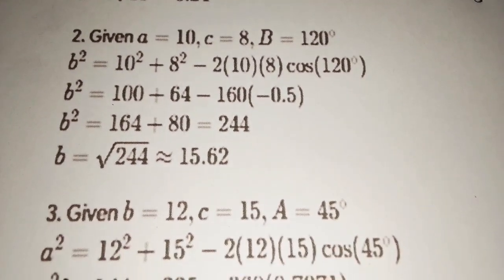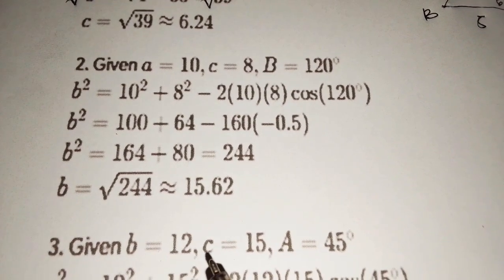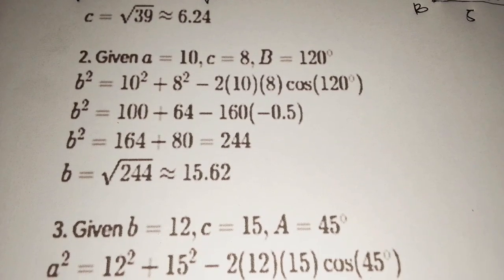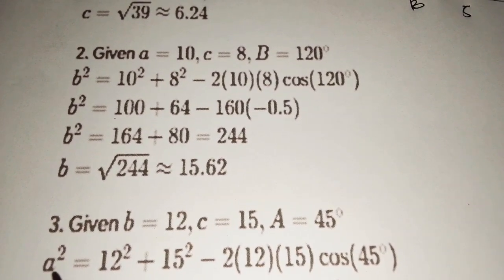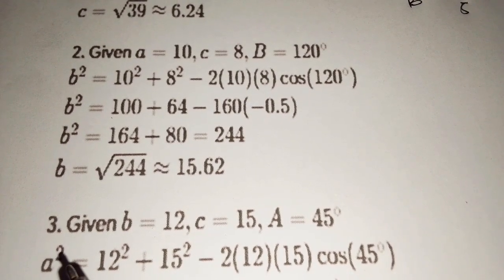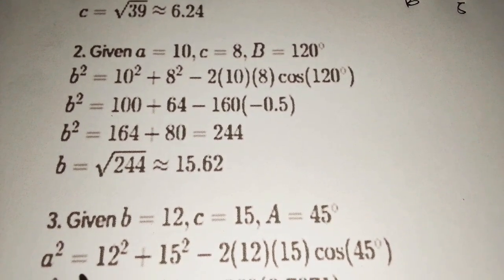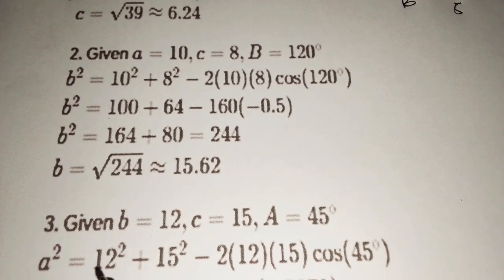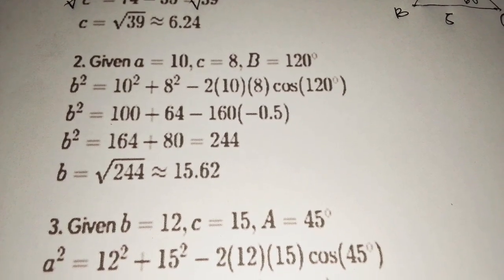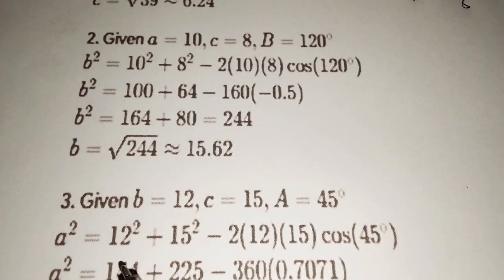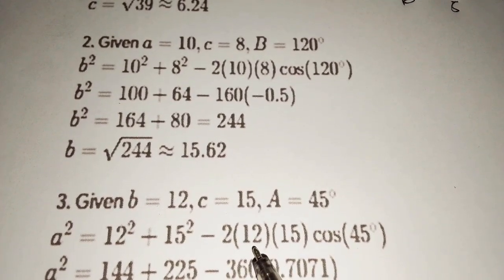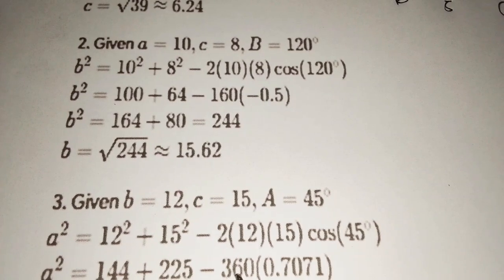All right, so next, number 3. The given is B is 12, C is 15, and angle A is 45. So we're looking for the side A. The formula to use is A squared is equal to B squared plus C squared minus 2BC cosine 45 degrees. If you substitute all the values, we will have 12 squared plus 15 squared minus 2 times 12 times 15 cosine 45 degrees. Then 12 squared is 144, 15 squared is 225, minus 2 times 12 is 24 times 15, giving us 360.